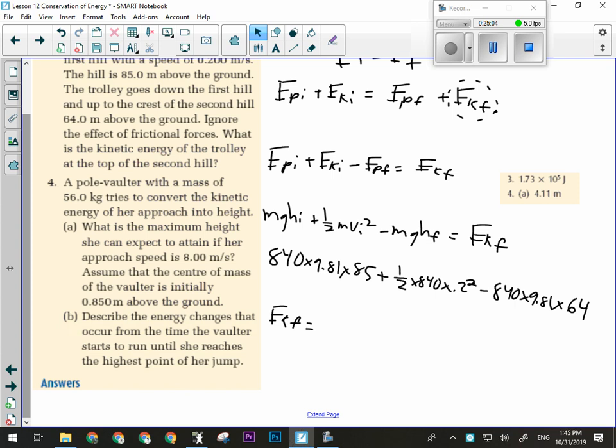Now they've simplified it a little bit in that we're supposed to assume that their speed is 0 as they go over the bar. That's not exactly true. If your speed was 0 when you approached the bar, you would fall straight back down, and that's where the hole you stuck the pole into is, and you'll hurt yourself really badly.